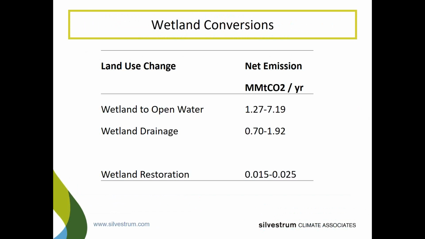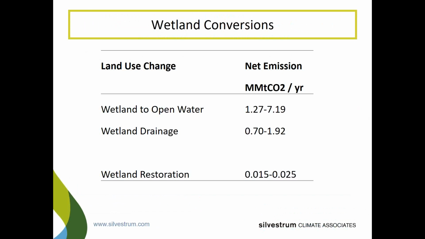Wetland drainage has also been quite variable, representing just under 1 million tons to almost 1 million tons of CO2 released each year, which is an interesting value considering that we have a no net loss policy, which affords a certain level of protection to coastal ecosystems. And I'll come back to that.